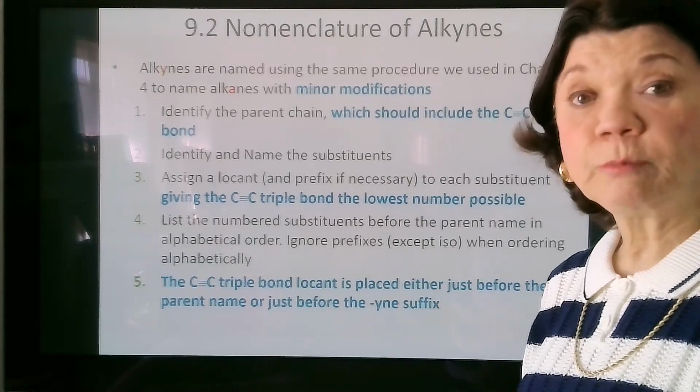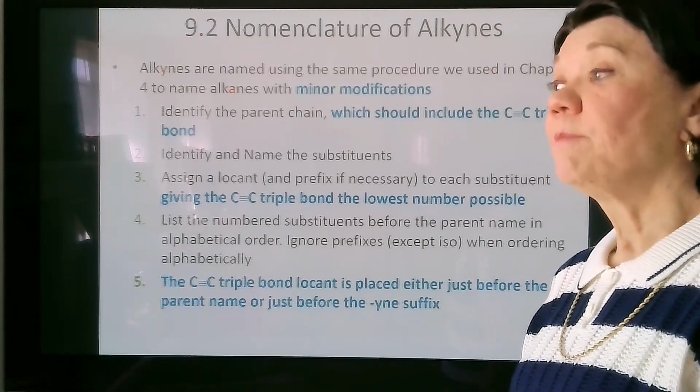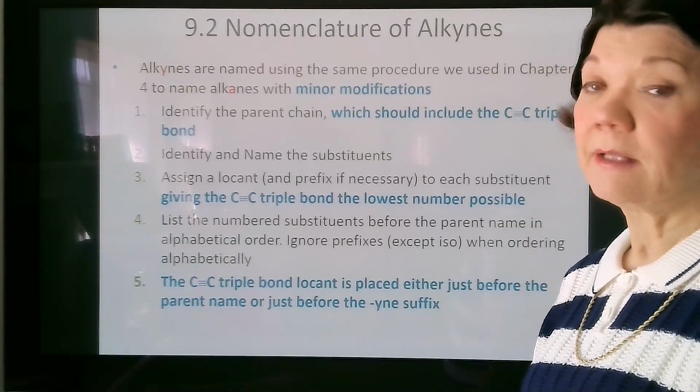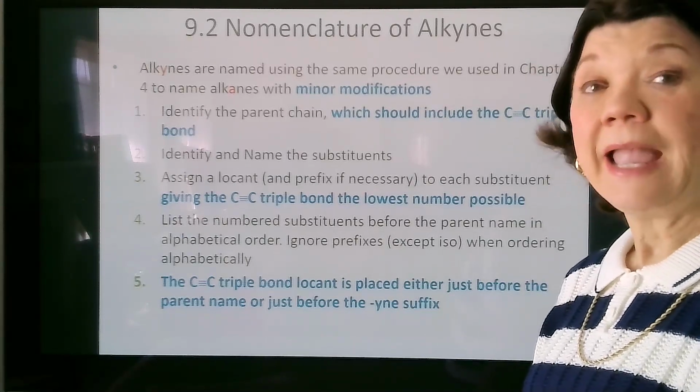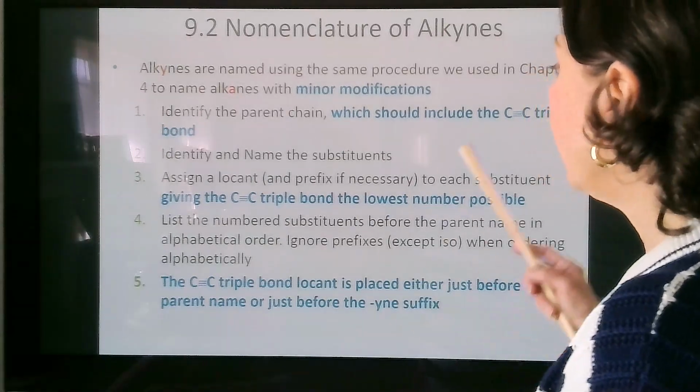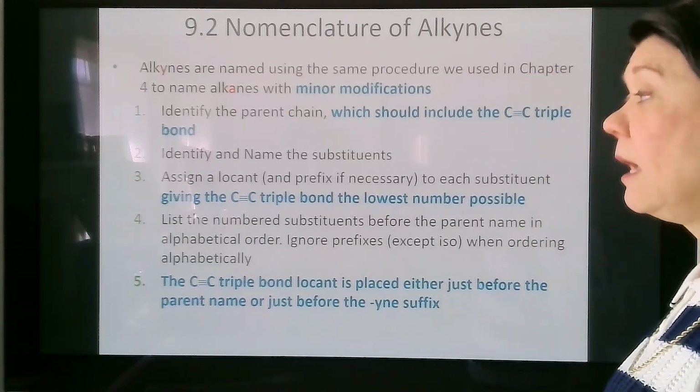As functional groups go, triple bonds are rather low in priority, and you'll see that later on in alcohols and in carbonyl compounds. But for now, we're going to look at naming alkynes.